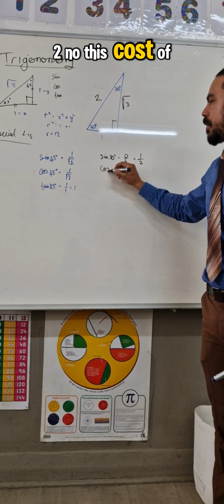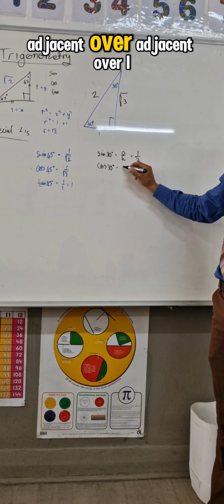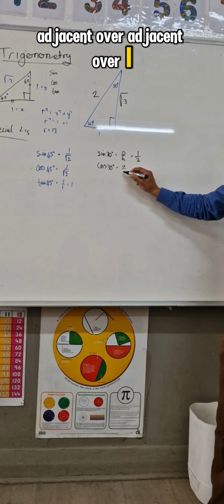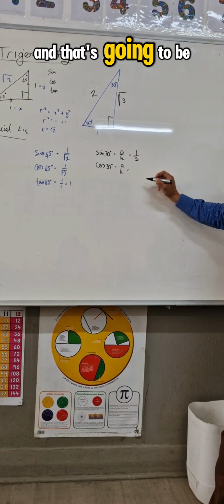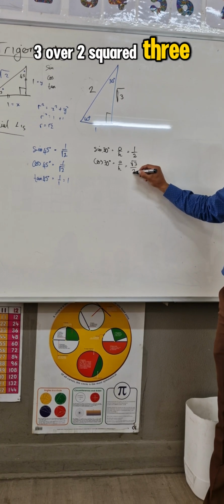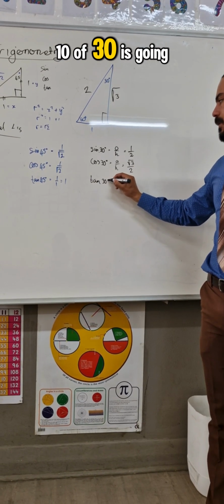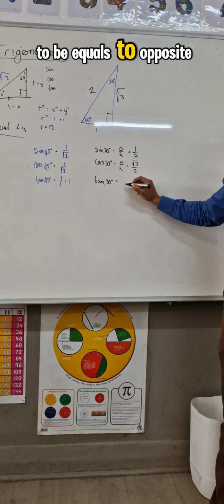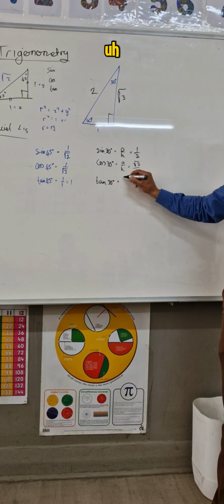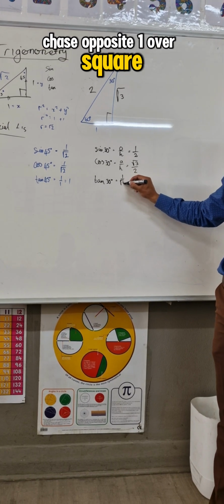Then cos of 30 is going to be, what is cos again? Adjacent over hypotenuse, and that's going to equal square root 3 over 2. What else is there? Tan of 30 is going to equal opposite over adjacent, so 1 over square root 3.